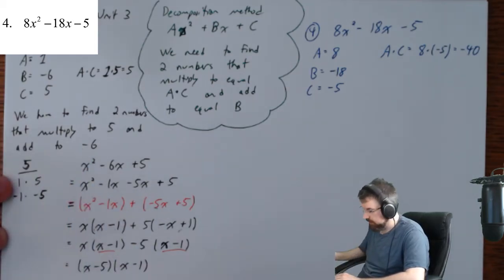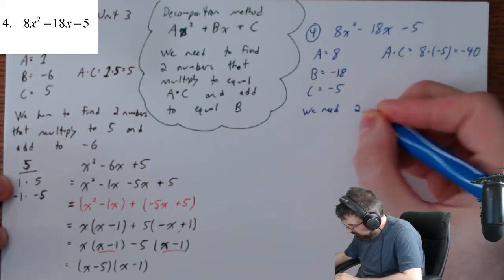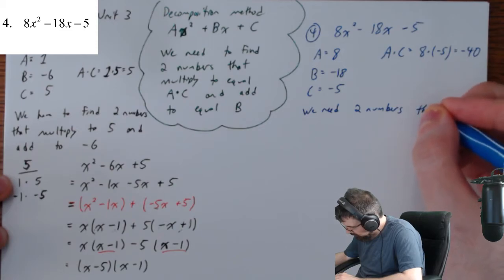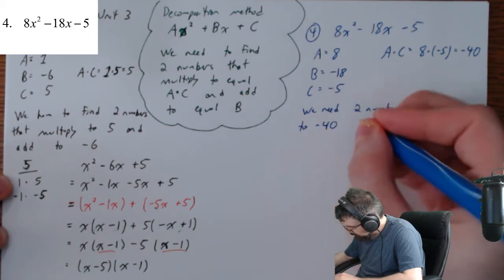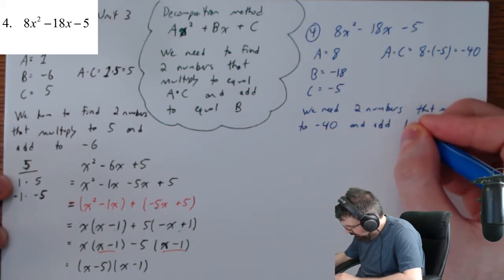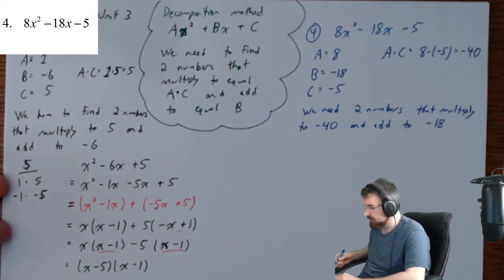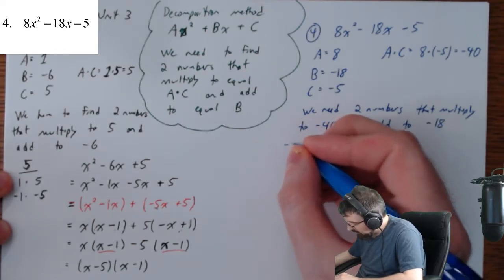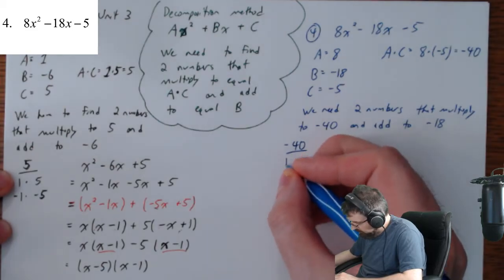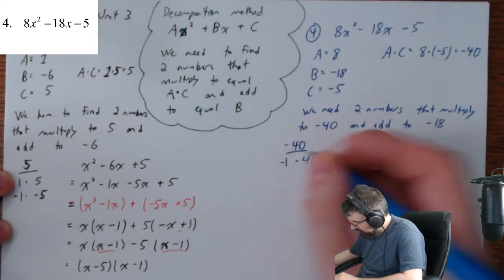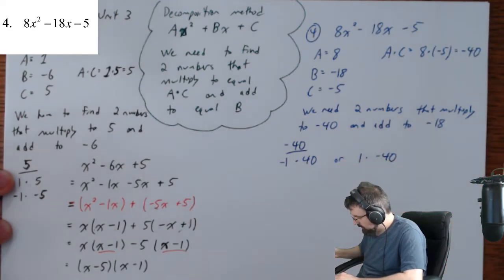So now we need two numbers to multiply to negative 40 and add to negative 18. So how are we going to do that? Well, first what we need to do is start listing out the different factors of negative 40. So that's going to be 1 times 40. Well, it's negative 1 times 40, or 1 times negative 40.